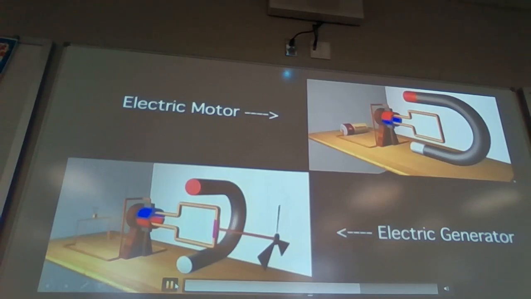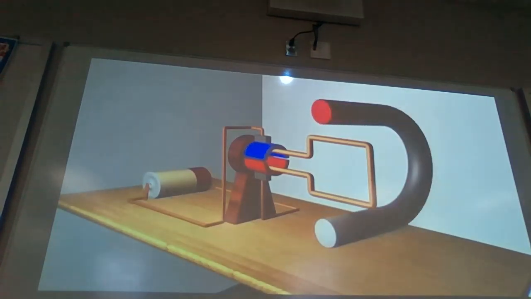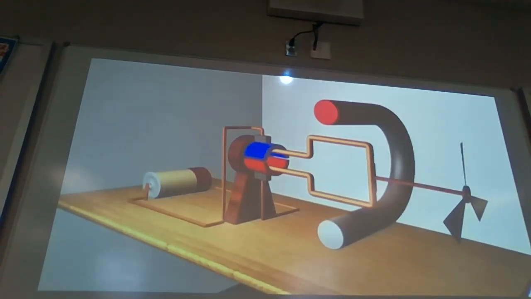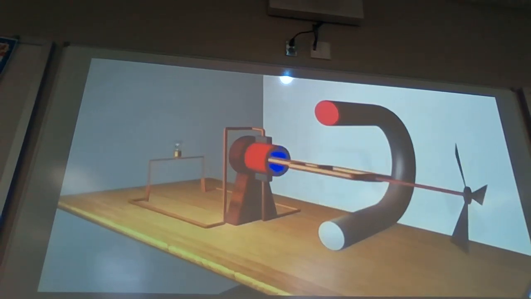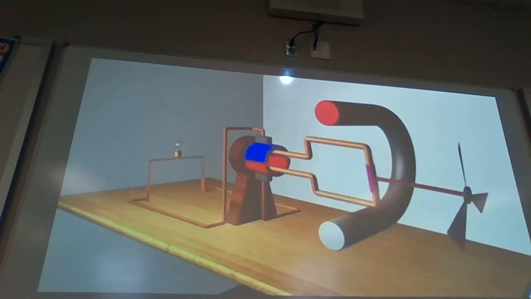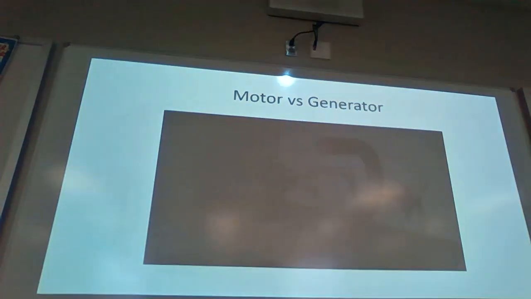We can simply rearrange our motor into a generator. In this case, we will provide the mechanical force with a windmill rotor attached to the loop and connect a bulb in place of the battery. We will leave the magnetic field as it is, and as the wind rotates the blade, an electrical current is produced. Cool with that? Okay.